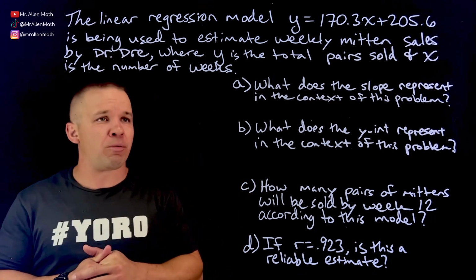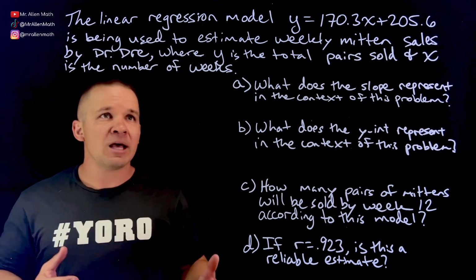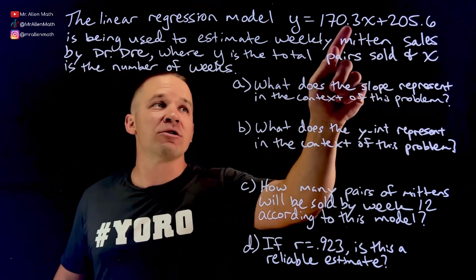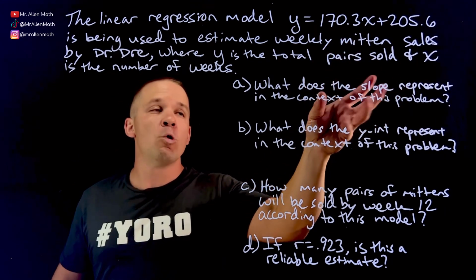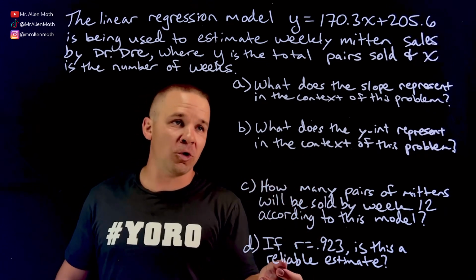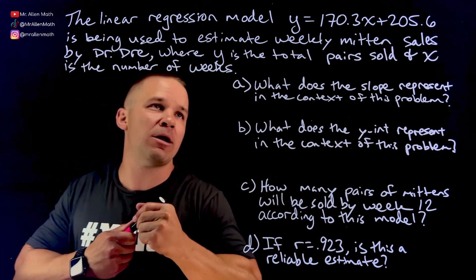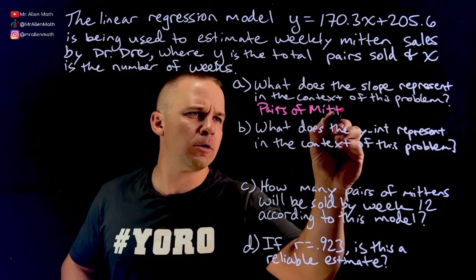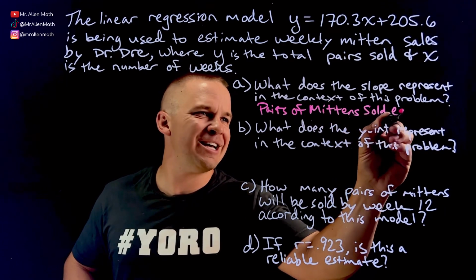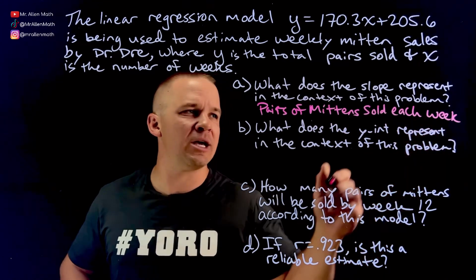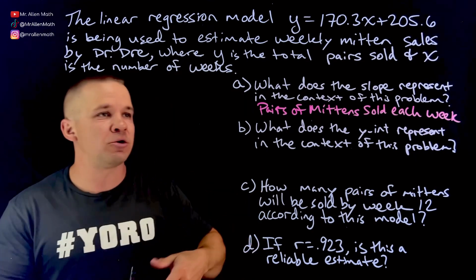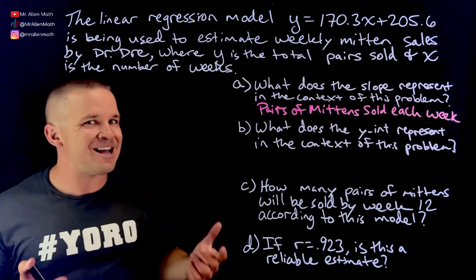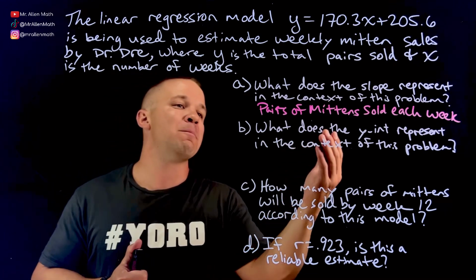First one, what does the slope represent in the context of this problem? Well, if y represents the total pairs sold and x is the number of weeks, then our slope, this 170.3, would be our number of pairs sold each week. So let's write that down. Pairs of mittens sold each week. And it's good to be specific with those things, saying number of pairs of mittens sold each week, and putting in the each week, right? We can't just say number of mittens sold, because the total number is our y. It's the mittens sold each week.